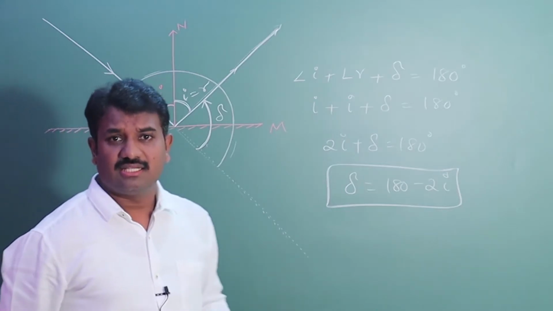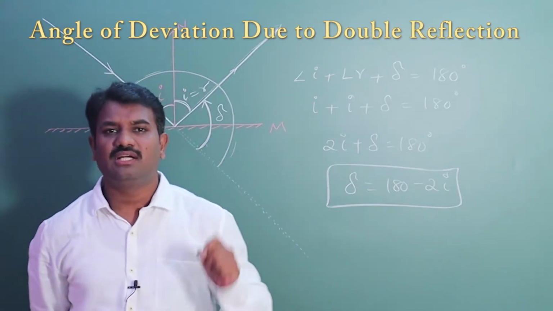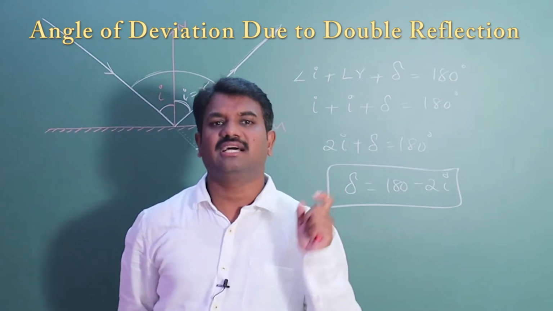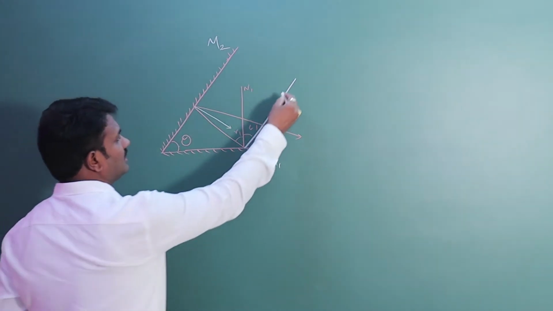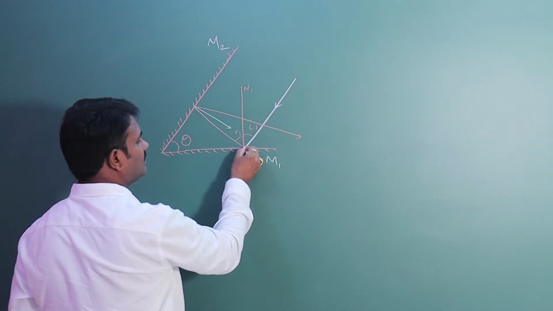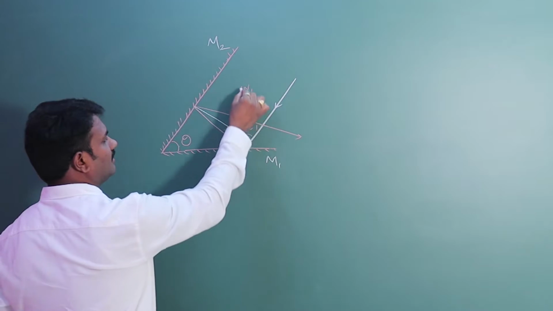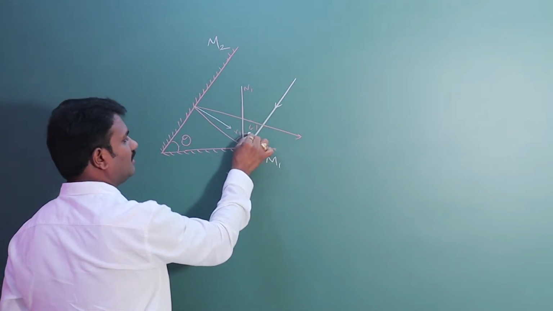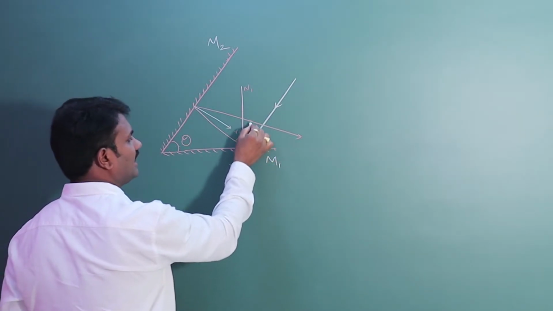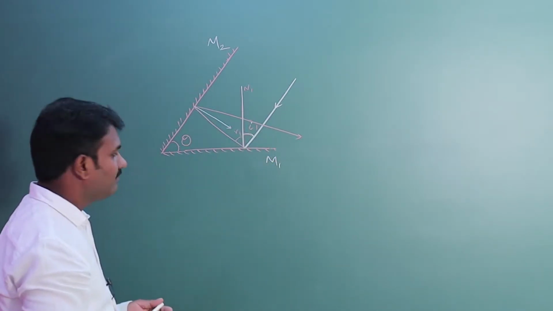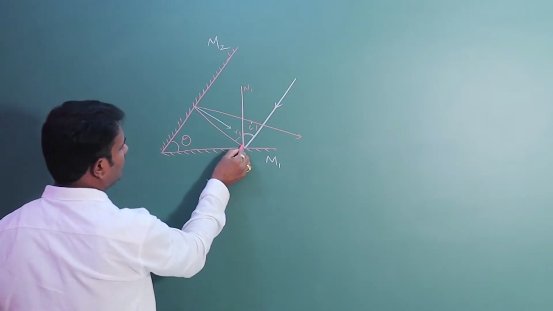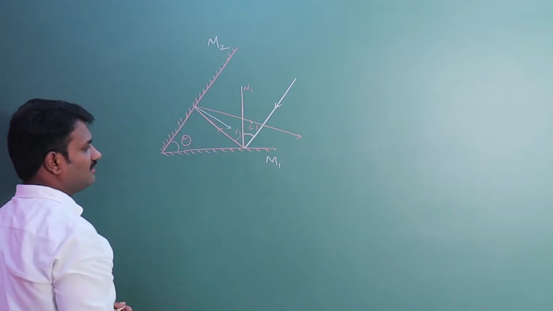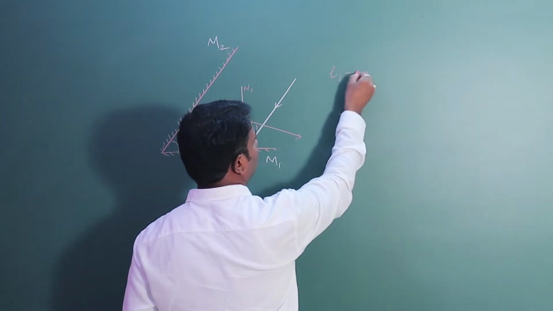Now let us discuss the angle of deviation due to two plane mirrors which are inclined at an angle theta. Imagine our light ray falls on mirror 1, and this is our normal 1. It is incident on mirror 1 with an angle of incidence I1. Then it will be reflected like this with an angle of reflection R1, where I1 is equal to R1.